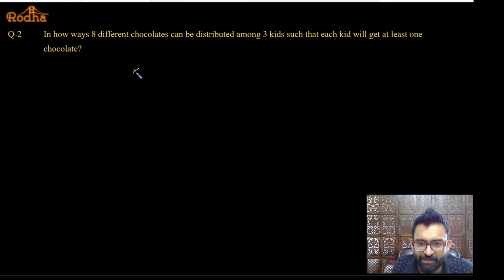That's it. There is kid 1, kid 2, kid 3, and there are balls. How many different chocolates? 8 chocolates. I can make cases also. I can say that kids are going to get different variety of chocolates. I can make cases. Let's say I wrote 6-1-1, and 5-2-1, and what else can I write? 4-3-1 will work, 4-2-2 will work.